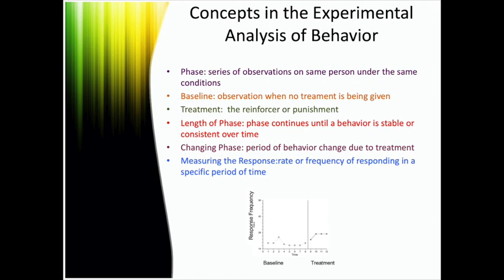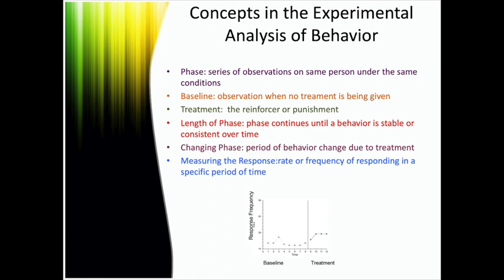Okay, so we're going to go over the remainder of these concepts in the experimental analysis of behavior that B.F. Skinner developed. So the first term that we're going to go over from this slide is phase. And phase is the period of time that an individual is studied to see how their behavior changes when different treatments are introduced or withdrawn, taken away, or if they're just changed. So, for example, the entire time that Pavlov studied one dog would constitute what we call a phase.